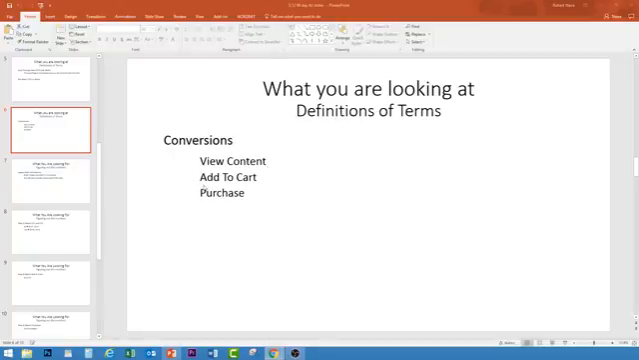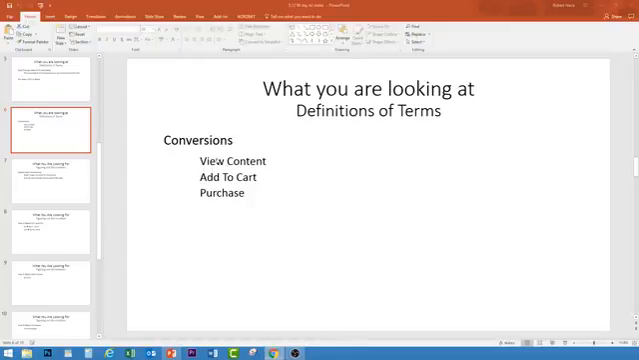Somebody says Chris suggests using view content conversions until you get 100 pixel fires before moving on to the next level, then get 100 pixel fires and then move to purchase. Okay, cool. So Chris does talk about these same three. So that's just confirmation that this is what you should be doing if we're both talking about the same thing without previously talking about it.